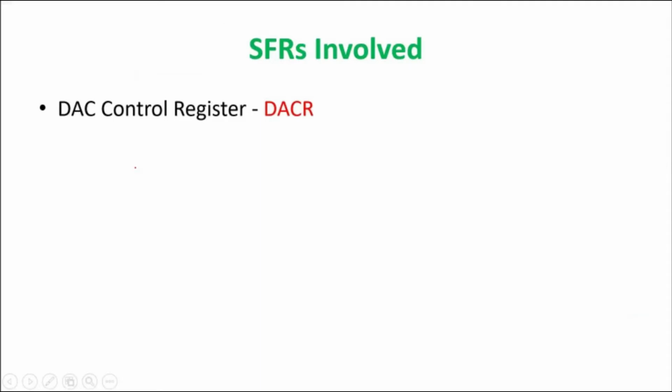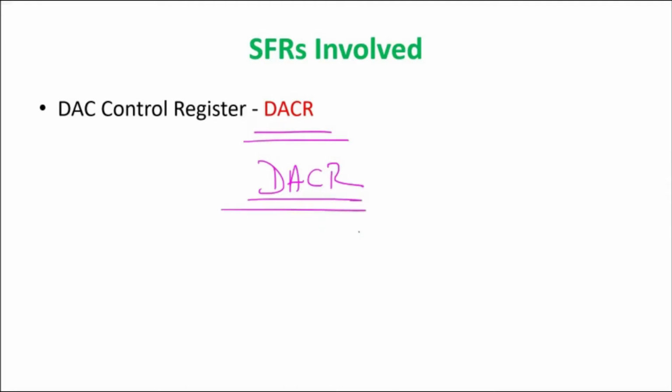As I told you, this is the simplest of all the peripherals. That is why I am taking this at the end. The digital to analog control register is the only SFR used. What is the name of the SFR? DAC control register, the digital to analog control register. For ADC, it is the analog to digital converter control register. For DAC, it is the digital to analog converter control register, DACR.